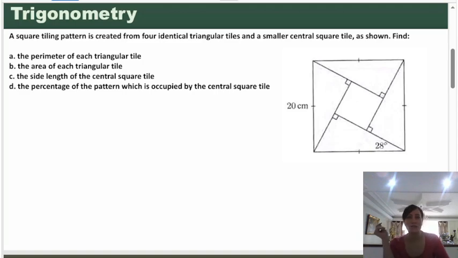So let's get started. Here, the square tiling pattern is created from four identical triangular tiles and a smaller central square tile. We see in this figure we have four identical triangles. Identical means in size, in length, everything, they are the same. So part A asks the perimeter of each triangular tile.